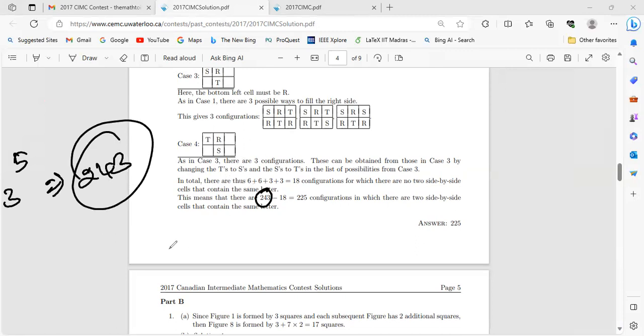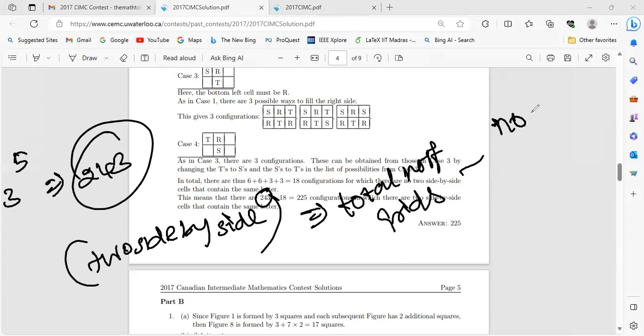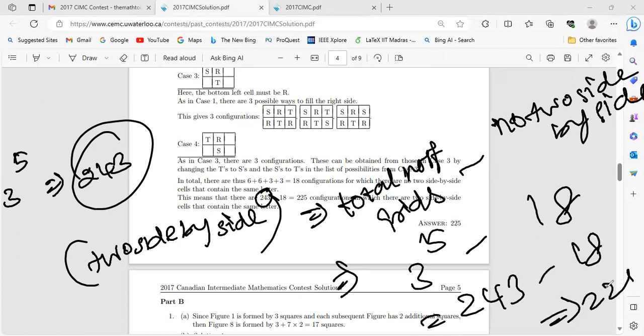So for finding the two side by side, this is like a probability. For finding the side by side, we are subtracting the total number of grids minus no two side by side. Is it clear? Yeah. So it's 3 raised to the power 5 minus 18, which is 243 minus 18, which is 225. Clear?